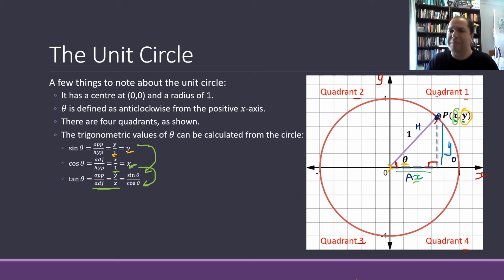A bit to take in, but the key idea is any point on this circle, if we find the angle it makes with the center, the x and y values of that point on the circle give us the cosine and sine of the angle it makes at that center point, theta.